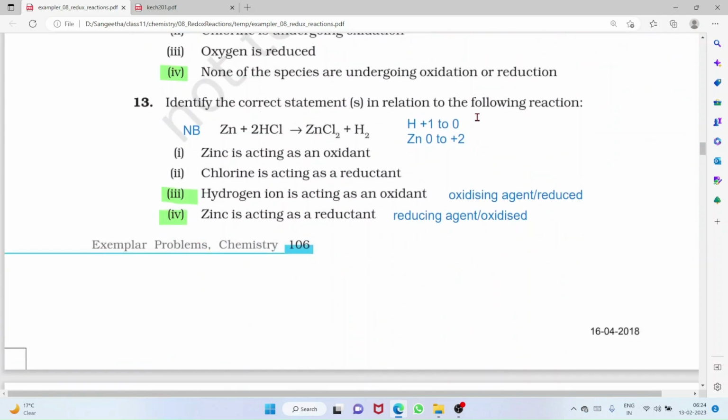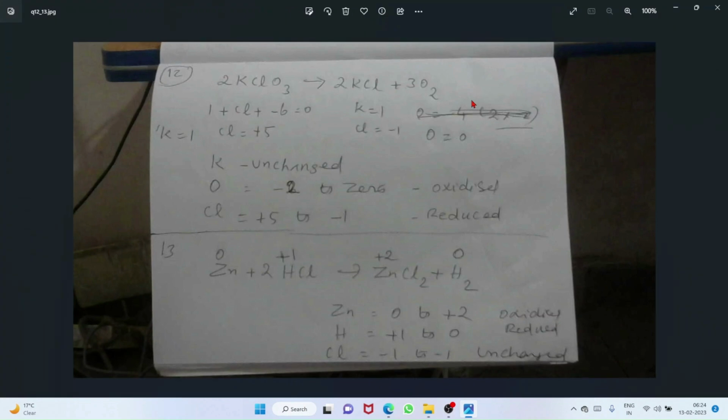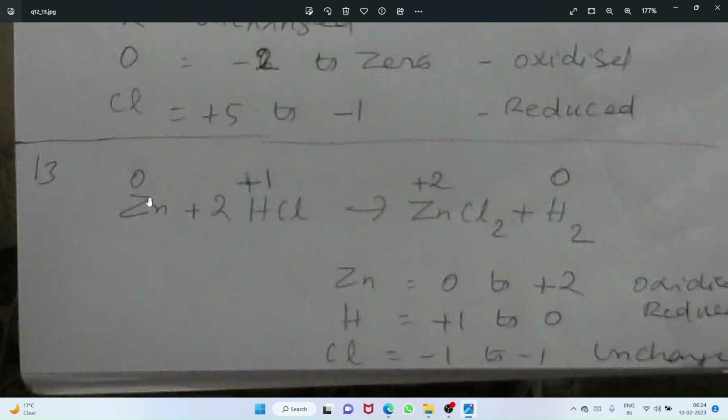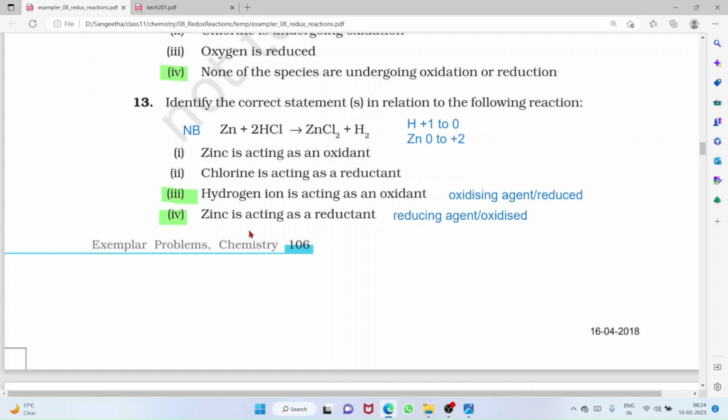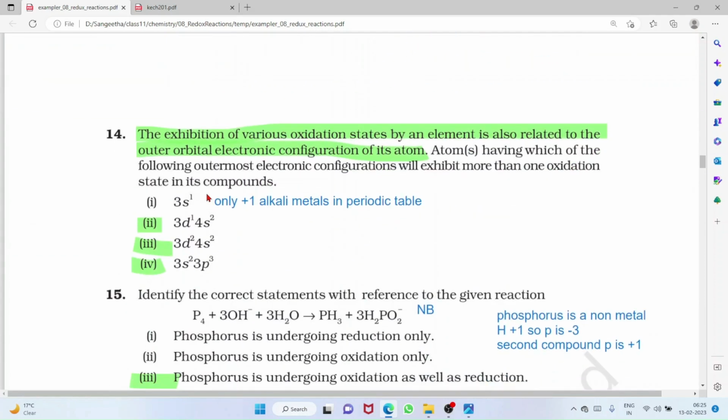Identify the correct statement in the following. Okay, in this reaction, 13. Okay, zinc plus HCl. So zinc oxidized, hydrogen reduced, Cl unchanged. Zinc oxidized, hydrogen reduced. Oxidation means oxidized. Okay, reduced. So these two are the correct answer.